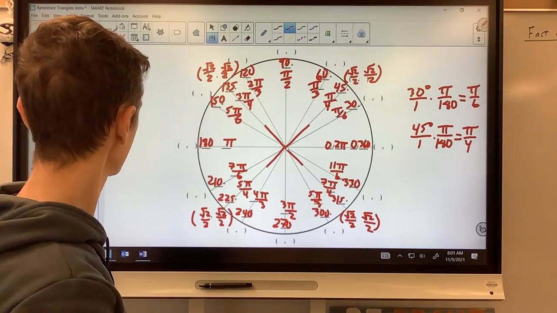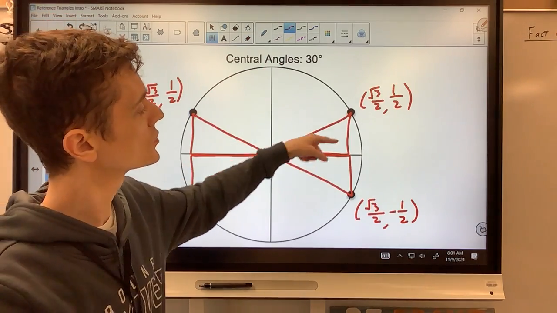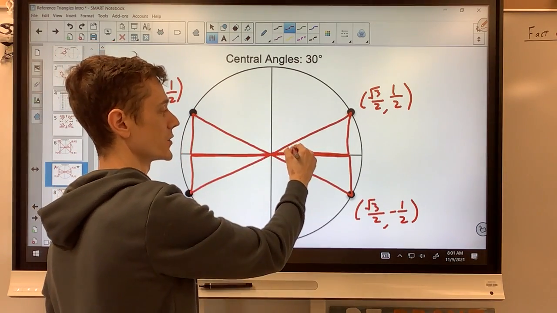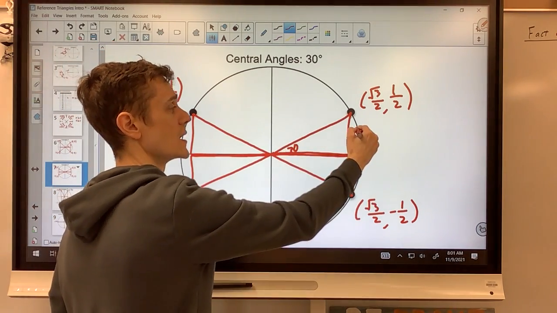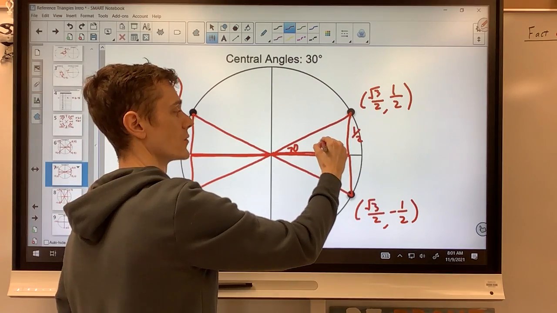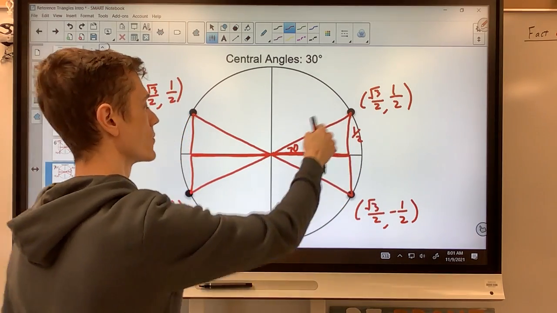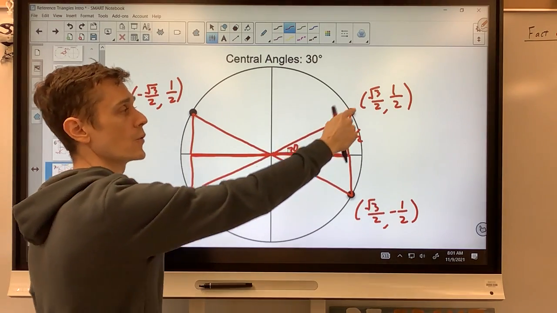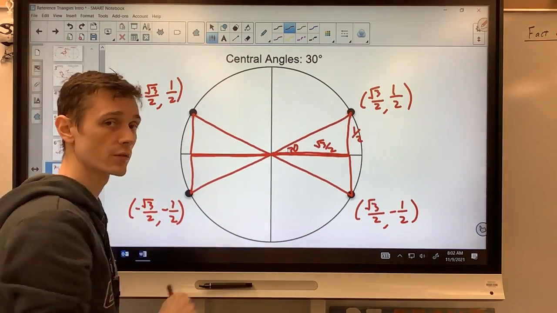Okay, so next let's talk about the ones that have the short height and the long base. These were the 30, 60, 90 triangles. So when we have 30 as the central angle, it made a height of 1/2 and a base of root 3 over 2. Well, all 4 of these dots, basically the ones that are closest to the x-axis, the ones that have the short heights, will all use the same numbers, root 3 over 2, 1/2.